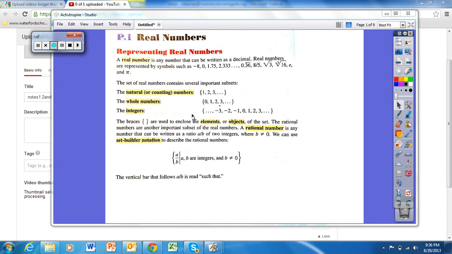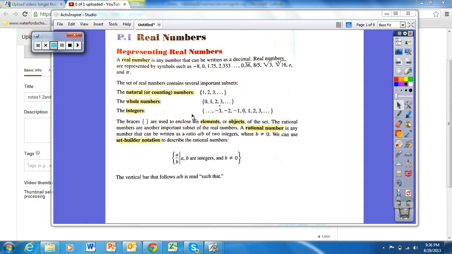The first thing we're going to talk about is real numbers. A real number is any number that can be written as a decimal. Basically, any number you've ever dealt with. The only thing that's not a real number is an imaginary number, which is the square root of a negative. So all numbers that you've pretty much ever dealt with are real numbers.